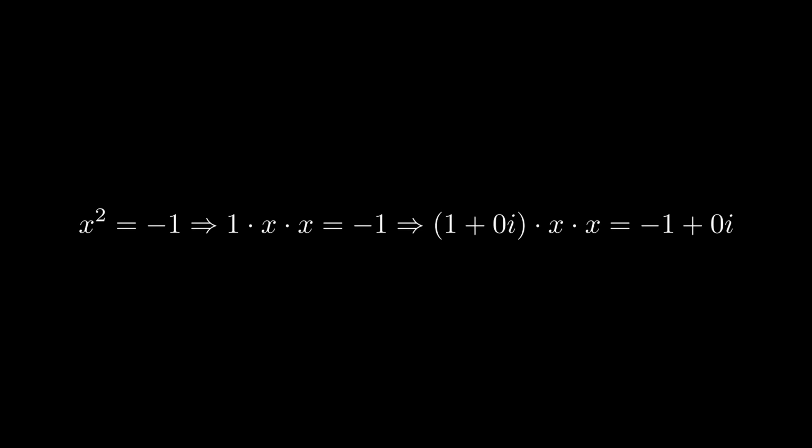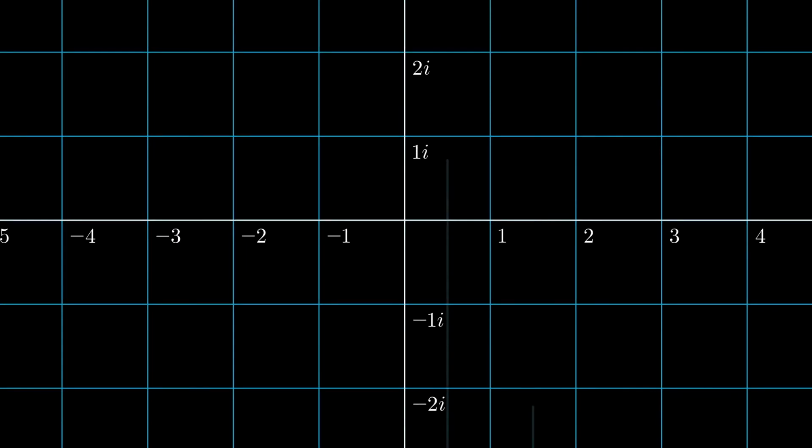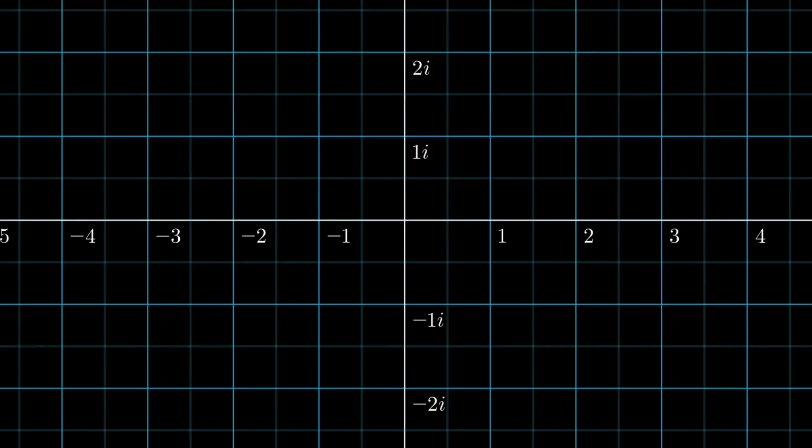So, x times x equals negative 1 plus 0i is like asking, if you rotate the vector 1 twice by some degrees theta, then what would theta have to be for the resulting vector to be negative 1 plus 0i? In this case, we clearly see that 90 degrees is one of the answers.